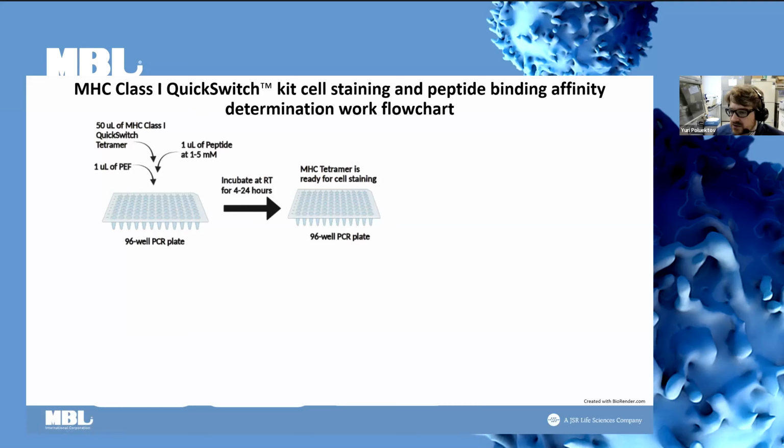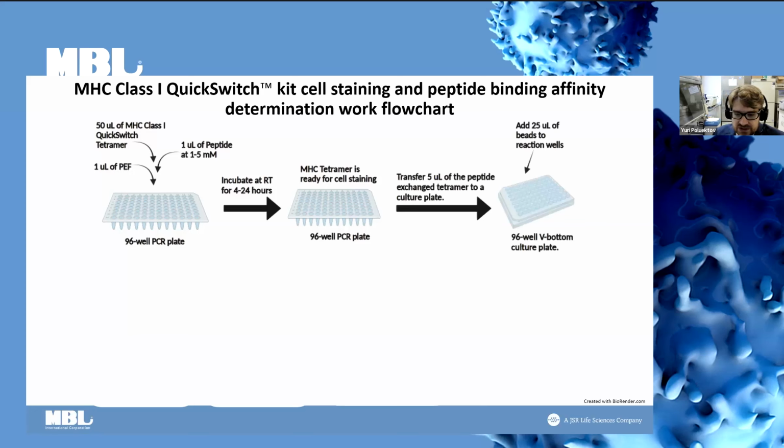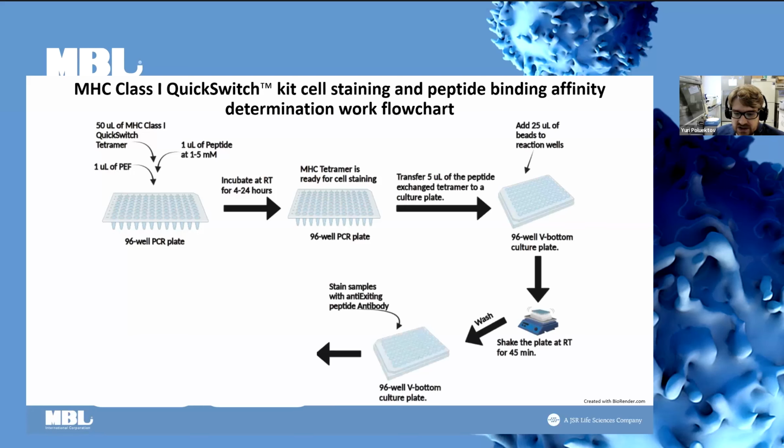just easier all around. So the steps involved in determining the binding affinity of the peptide for the MHC molecule involve capturing the peptide exchange tetramer with magnetic beads, washing the magnetic beads with the bound MHC tetramer, staining the MHC tetramers with bound magnetic beads with the anti-QuickSwitch peptide antibodies.